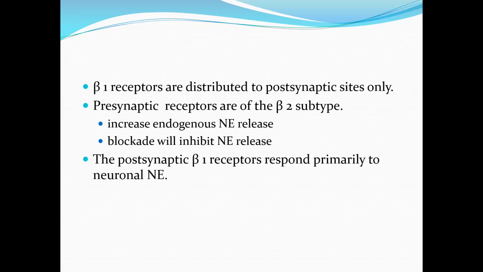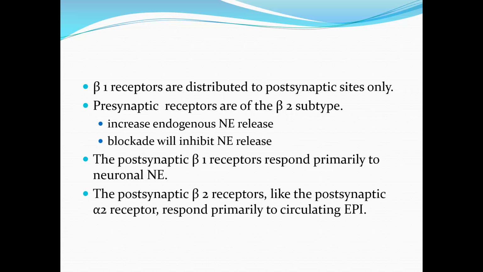The postsynaptic beta 1 receptor responds primarily to neuronal norepinephrine, not the circulating norepinephrine. The postsynaptic beta 2 receptors, very similar to postsynaptic alpha 2 receptor, respond primarily to circulating epinephrine. So when you give IV epinephrine, you're primarily going to affect beta 2 receptor as opposed to the postsynaptic beta 1 receptors.